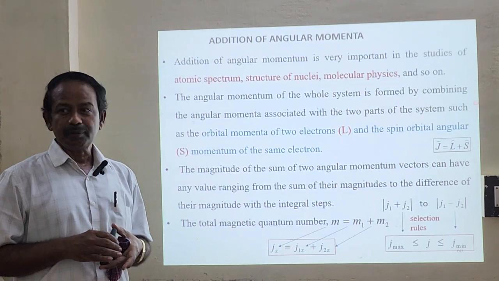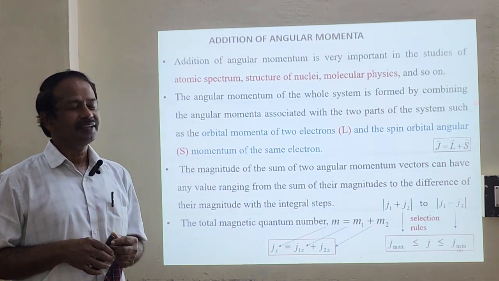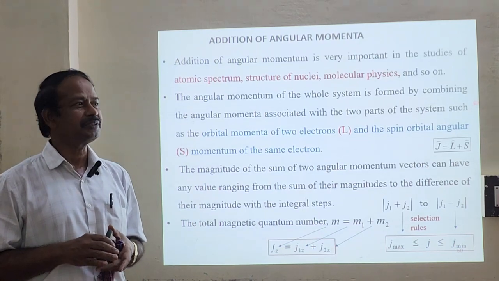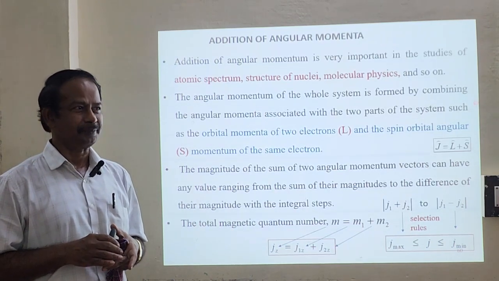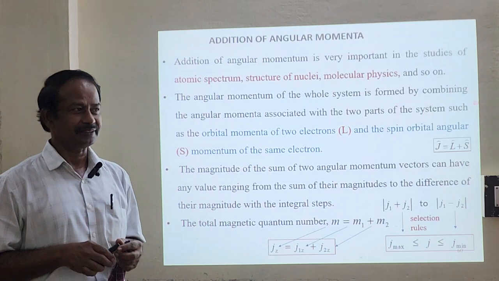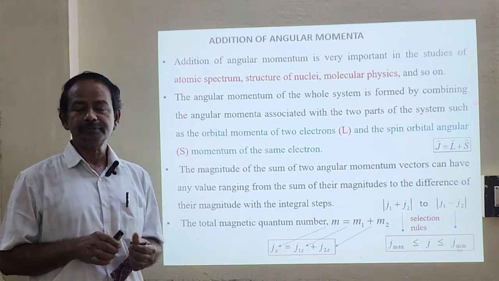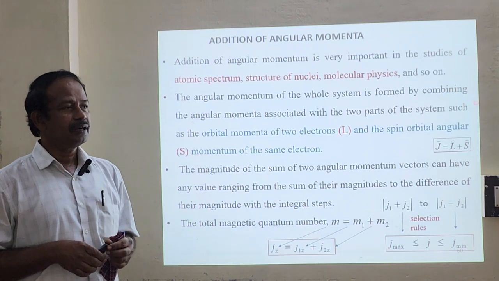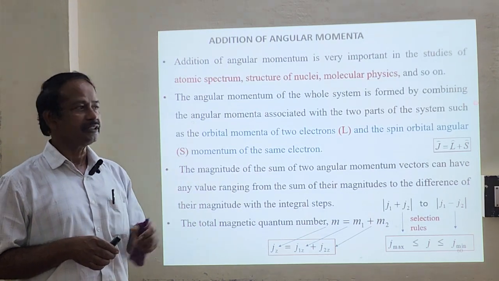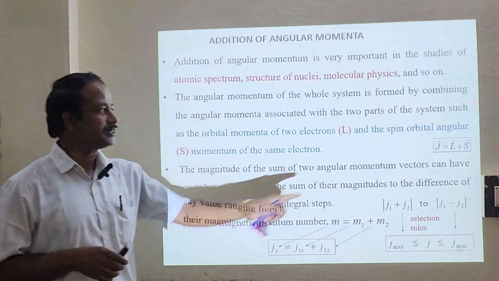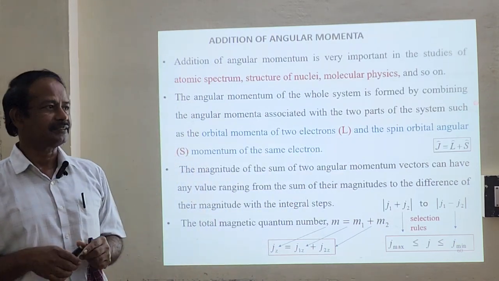The addition of angular momenta clearly says that there must be minimum two electrons, minimum two angular momenta. And of course, we know that the total angular momentum is the sum of orbital angular momentum and the spin angular momentum. So we know already, capital J equals L plus S.